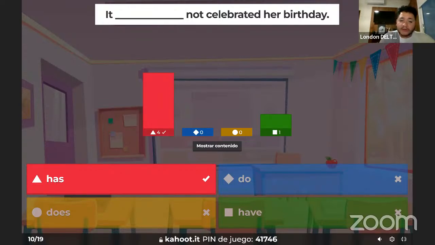Okay, bueno, en el caso de it, está bien, tercera persona. Remember that these three, he, she, it, vamos a utilizar has. All right, so it has not celebrated. With contraction, you would say it hasn't celebrated.